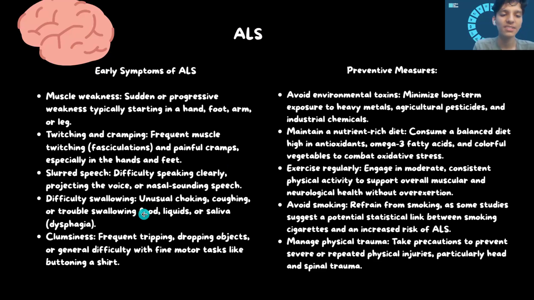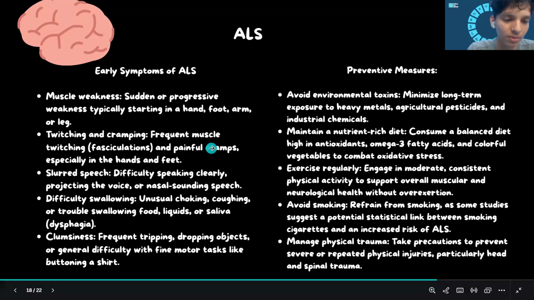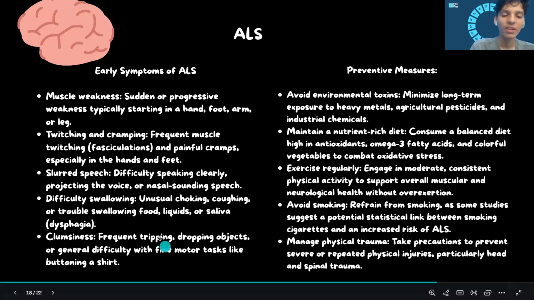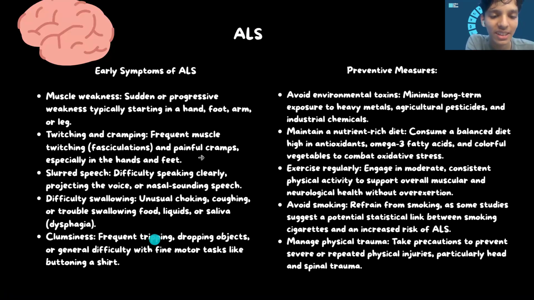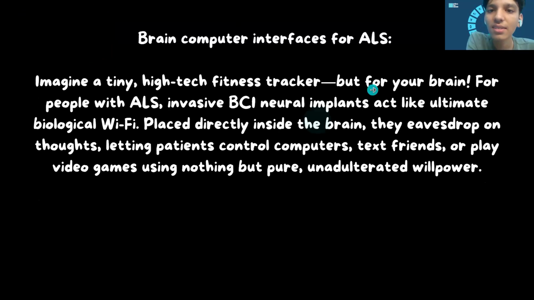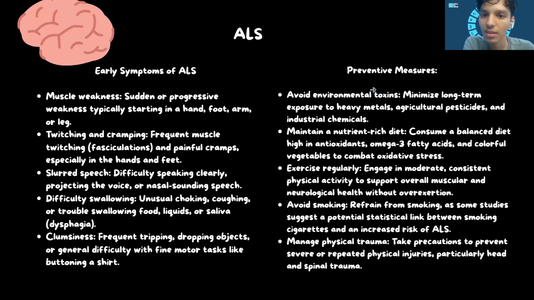Difficulty swallowing. This is another muscular movement, the muscles in your throat. Clumsiness, frequent tripping. So you cannot control your body exactly. You frequently trip, drop objects. Preventive measures: avoid environmental toxins. Toxic chemicals can cause this. Maintain a nutrient-rich diet, a balanced diet, basically high in antioxidants.